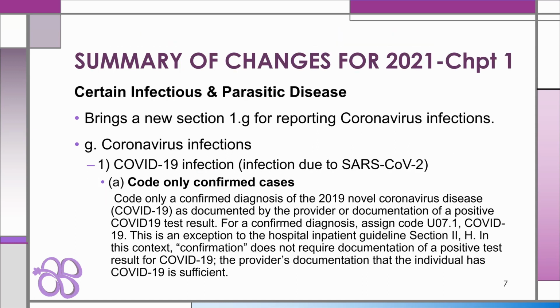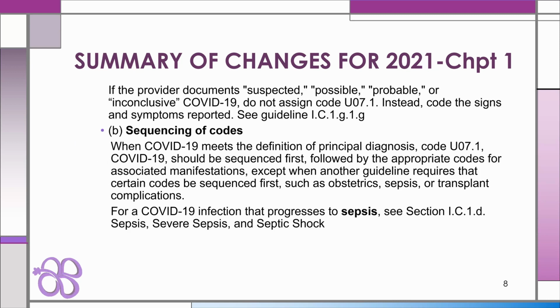Start with Chapter 1, certain infectious and parasitic diseases, and of course, this is going to be specific to COVID coding. Code only confirmed cases, so only code U07.1 if it's a confirmed case of COVID. And that's going to be from a positive test. If the provider documents suspected, possible, probable, or inconclusive, don't assign the COVID code, but instead assign the symptom code: fever, malaise, fatigue, whatever symptoms the patient may be experiencing. If they determine they're going to send the patient off for testing and the testing hasn't come back positive, code the symptoms. Or there's the Z code for suspected exposure and whatnot.